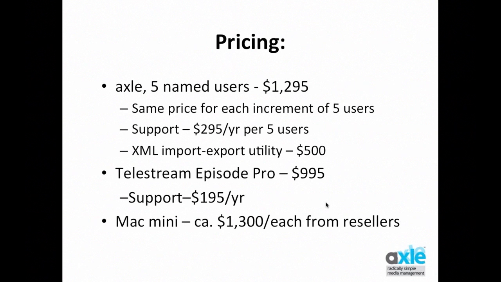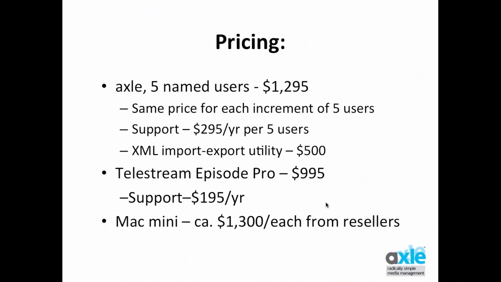And we've just come out with an XML import-export utility that costs $500, which is used for either migrating data from older systems like Final Cut Server or for maintaining a loose synchronization with cloud systems. We can answer questions about that later. It's not something that makes for a great demo, but essentially you can import and export metadata from a variety of systems using XML translators.